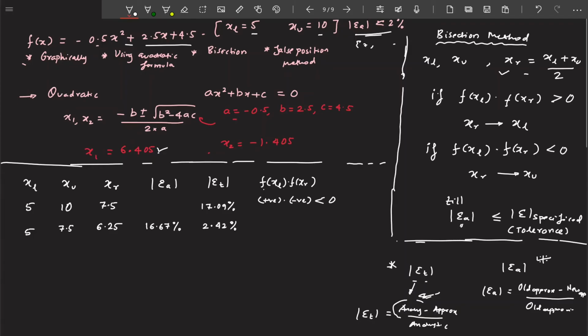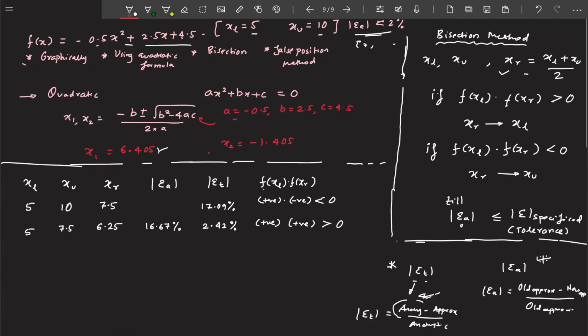Again, we are going to substitute the value of XL and XR in your function, and find out whether it is positive or negative. When you do that, you will realize that the value of XL is positive and the value of XR is also positive. So in this situation, the product is greater than 0. Whenever the product is greater than 0, for the next iteration, your XR will become your XL. We have to do the next iteration because the approximate error here is 16.67, but we want it to be less than 2%.